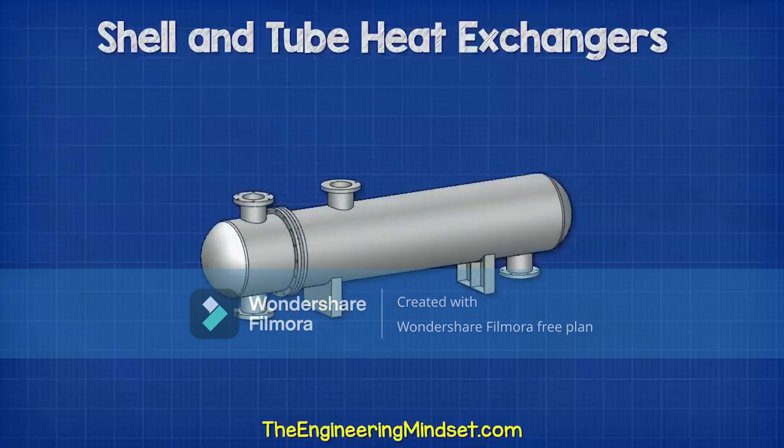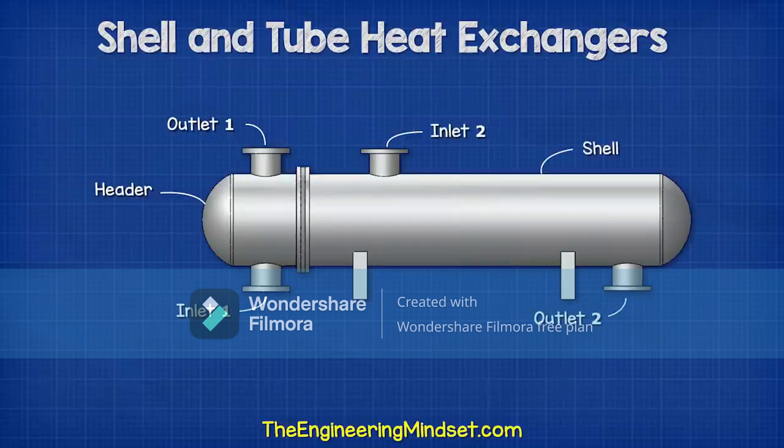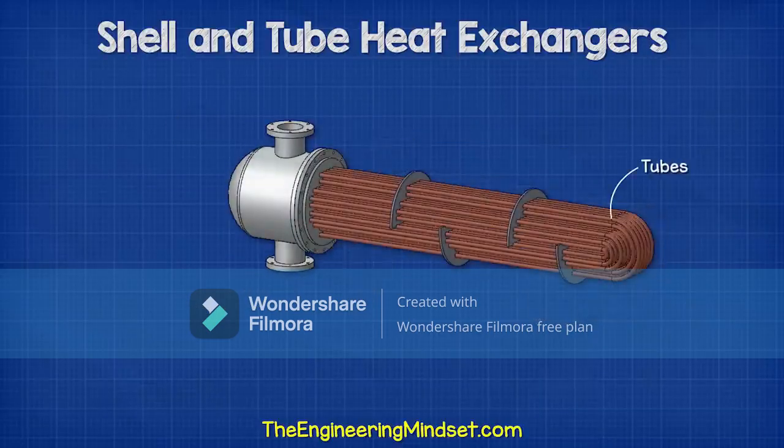Shell and tube heat exchangers will look something like this. With this design, we normally find the inlet and the outlet for one fluid at the very end of the heat exchanger, known as the header. Then we have another inlet and outlet for fluid 2 on the main body, known as the shell. Inside the unit, we have the tubes.